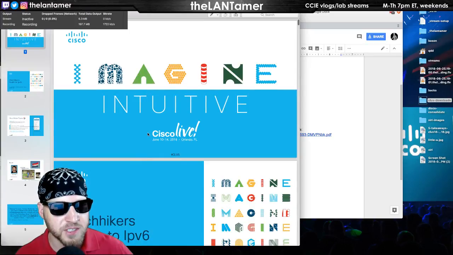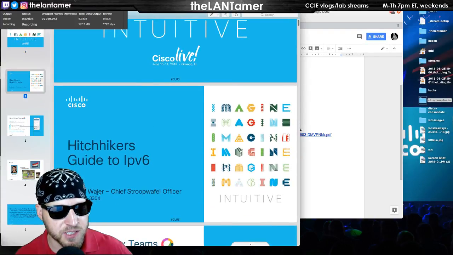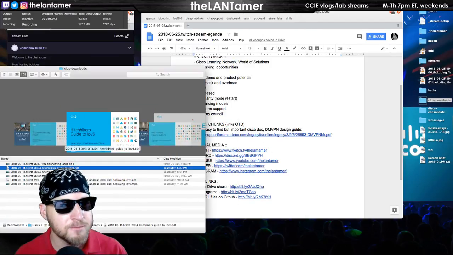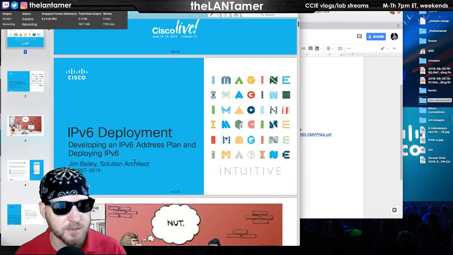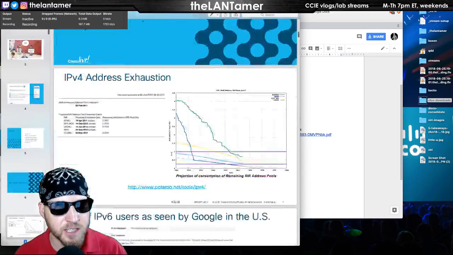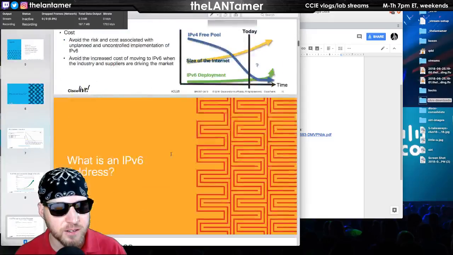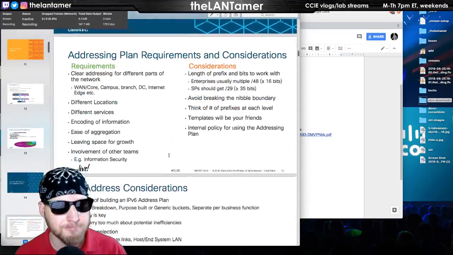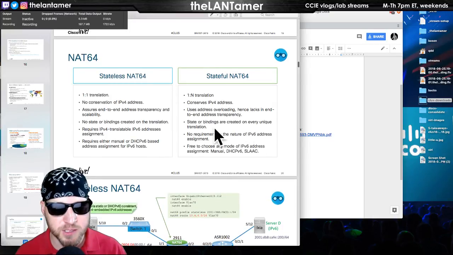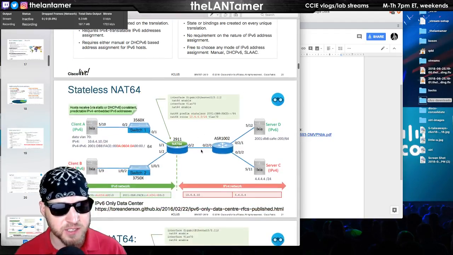I'm going to probably finish this one tonight: Hitchhiker's Guide to IPv6 by Nicole Wager. Great stuff. That's 3304. And then I finished, for the most part, I killed it towards the end, deploying an IPv6 address plan, deploying IPv6. There are some interesting slides in here. For example, this is sort of a trivia slide. This is really good, NAT64. That's one thing I need to study. What are the differences? I definitely recommend you know this.